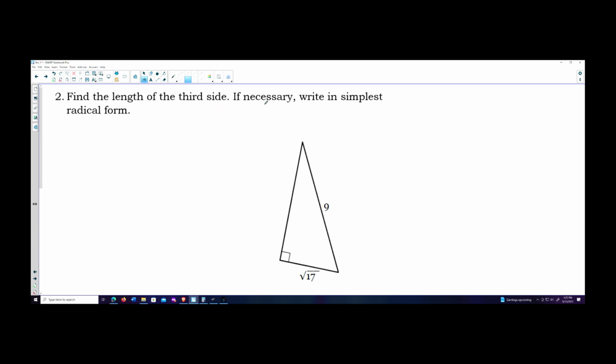The second problem is this: find the length of the third side if necessary. Write it in simplest radical form. Again, I want to identify my parts. In this case, A is the same formula. A is equal to the square root of C squared minus B squared.